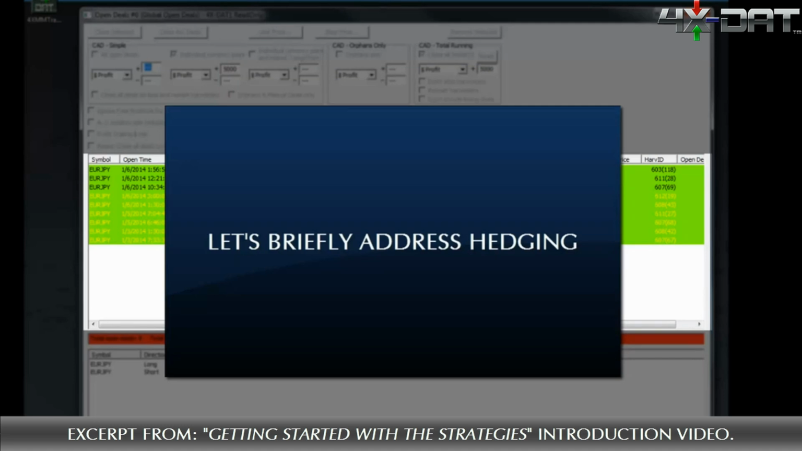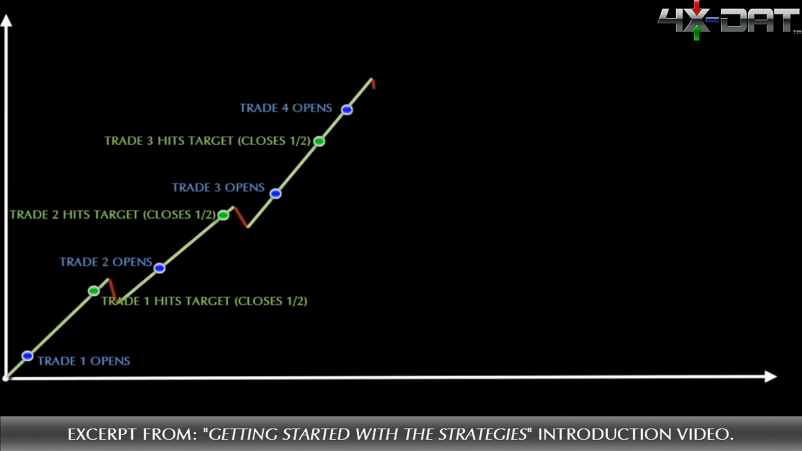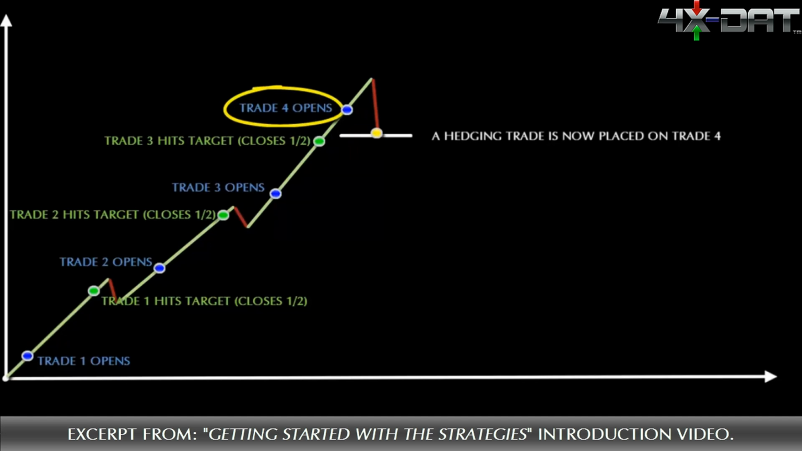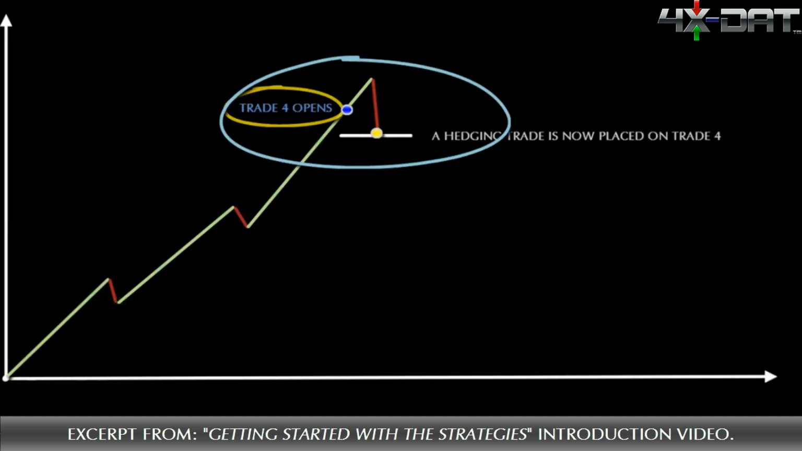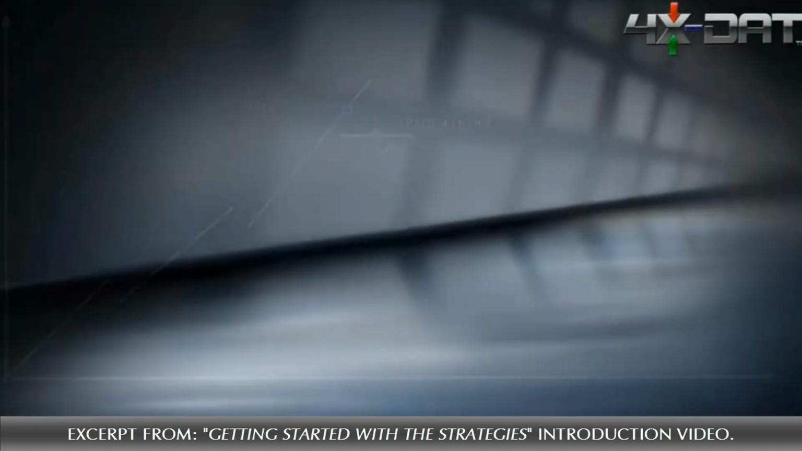So let me get into how this works. In a nutshell, here's what's happening. Let's say we're building our way into a long position and the market turns against us. And now let's say that we've built a strategy in the software that will place short trades when the market starts to move downward. The new short trade will automatically be paired up with the long trade by the broker, and the broker will essentially flatten out the trade.